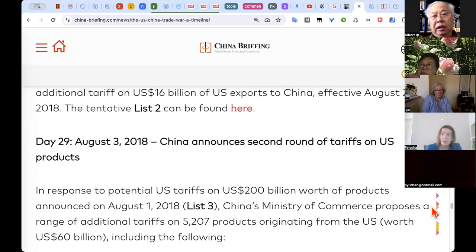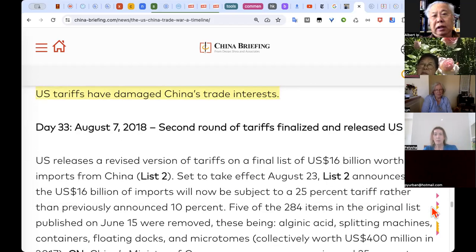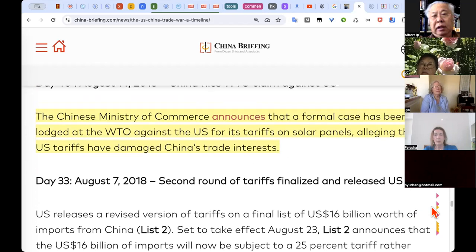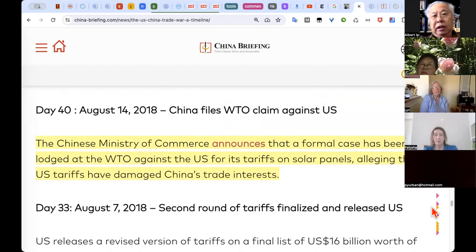Okay, China reacted, announced a second round of tariffs on U.S. products. Second round tariffs are finalized by U.S. China filed a WTO complaint against U.S.